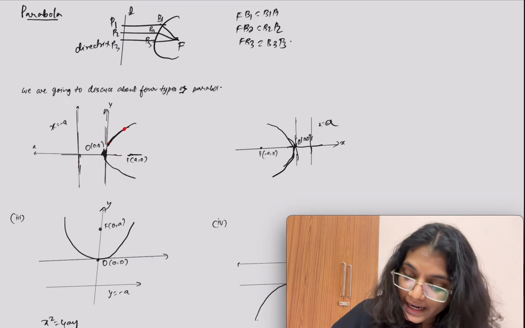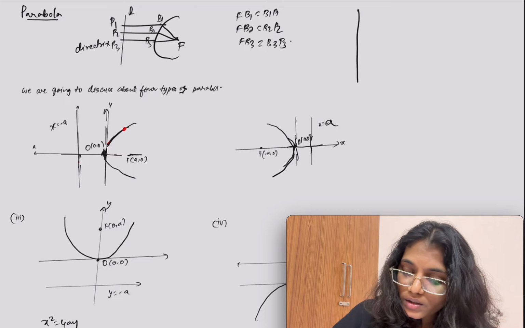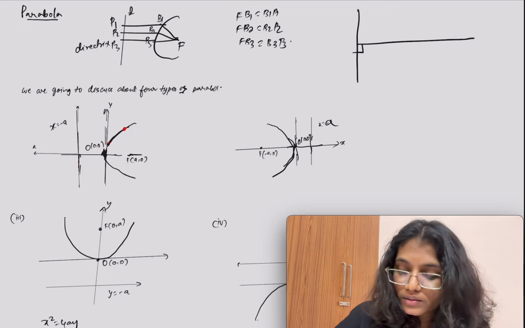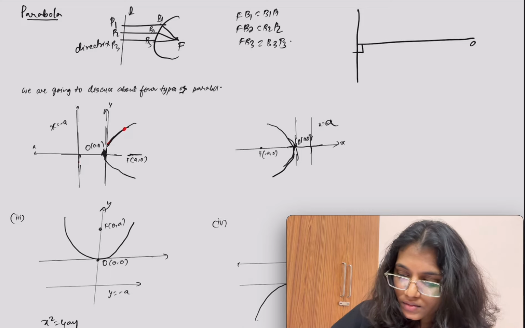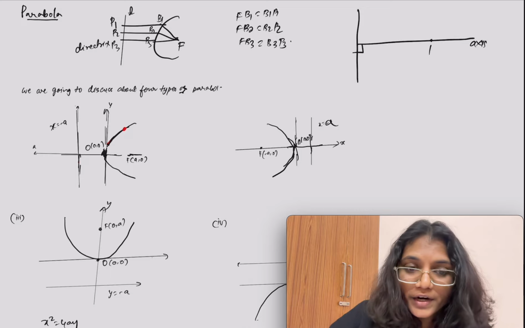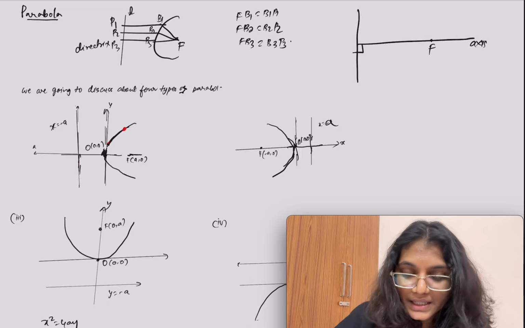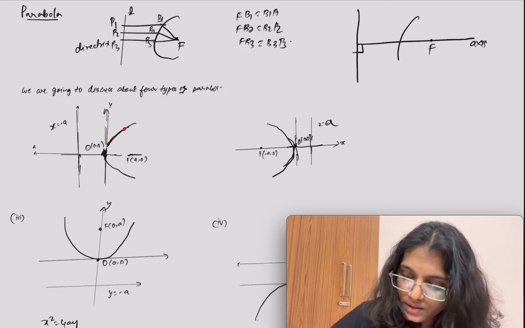So the line through which the focus passes and is perpendicular to the directrix is called axis. And the point of intersection of the parabola with the axis is called vertex. So this is called vertex.